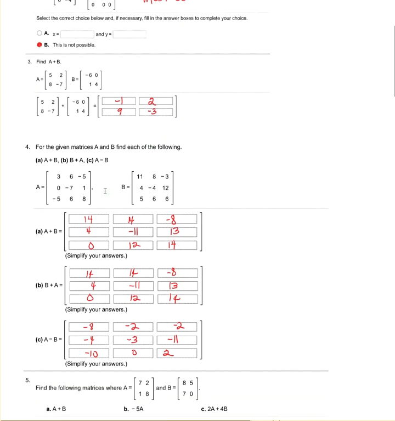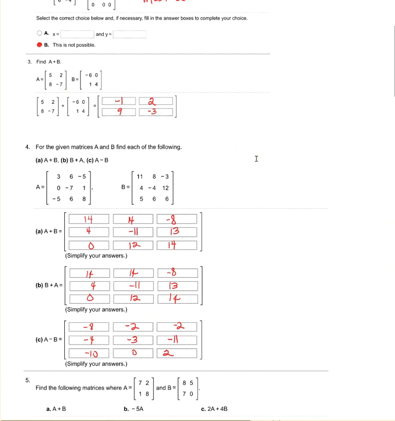Number 3, find A plus B. You could put these in your calculator and have it do it for you, or you can just add them by hand, and that's pretty easy. The elements in the same position get added. So 5 and -6 is -1, 2 and 0 is 2, 8 and 1 is 9, -7 and 4 is -3.